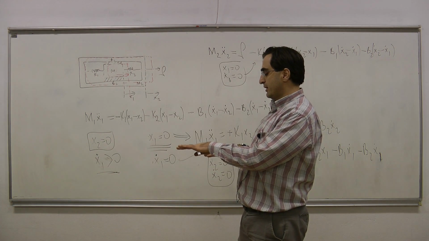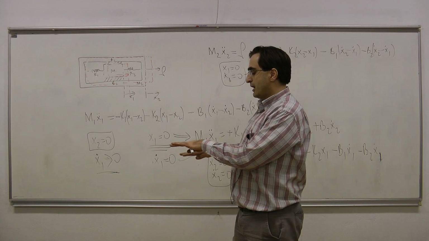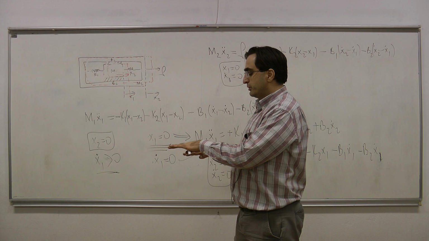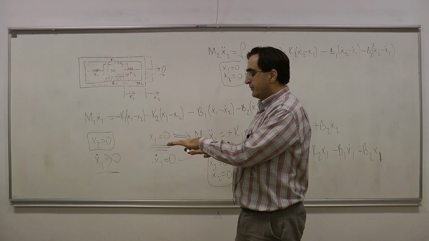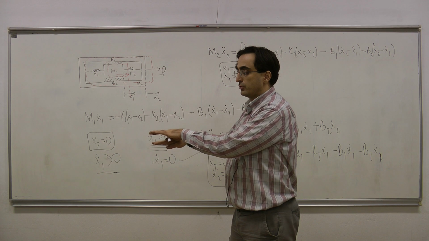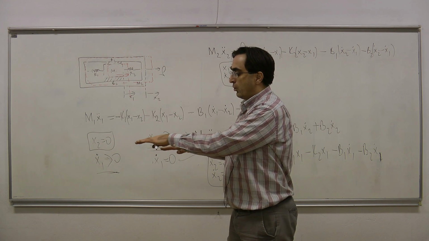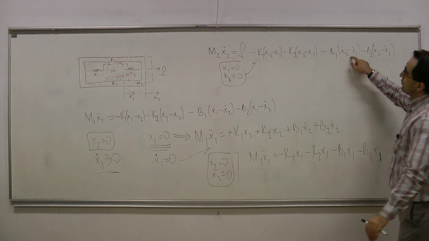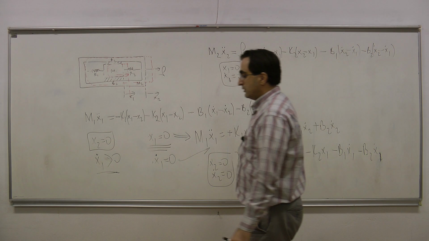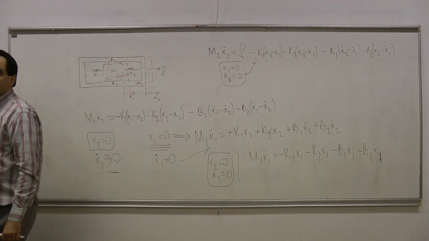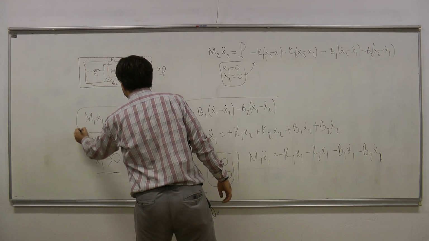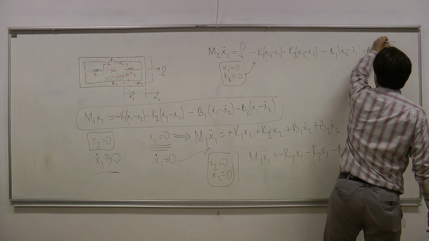If two masses have the same velocity with respect to the ground, then they won't move with respect to each other at all. Only if they have different velocities, they are going to scratch each other, or move with respect to each other, causing a friction force. That is why we have this type of equation. So then I have these two equations. This is my first equation, and this is the second equation.